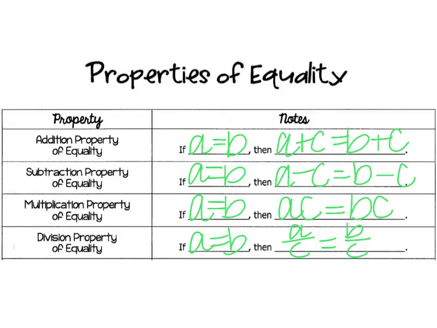Division property of equality. All right, hopefully all of these are familiar, and you've probably been doing these with algebraic equations without even knowing it. So when you add something to both sides of the equation, that's the addition property of equality. When you multiply both sides of the equation by something, that's the multiplication property of equality. And same thing with subtracting and dividing.